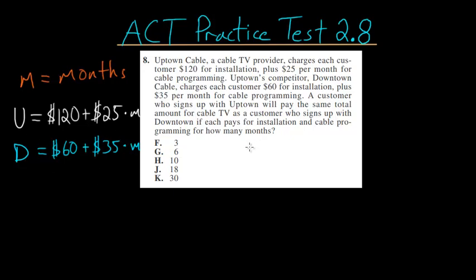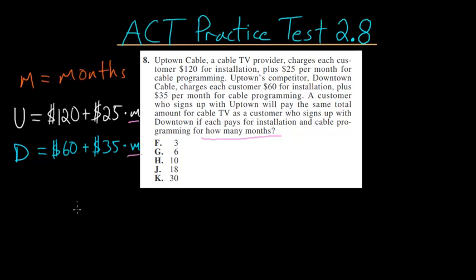So let's go back to our initial question. A customer who signs up with Uptown will pay the same total amount for cable TV as a customer who signs up with Downtown if each pays for installation and cable programming for how many months? So the question is essentially asking, for how many months will it take for both the cost of Uptown and Downtown to be equal to each other? To answer that, if we know that the cost of Uptown and Downtown are equal, we can set these two equations equal to each other. And then we can just solve for what our variable M is equal to.